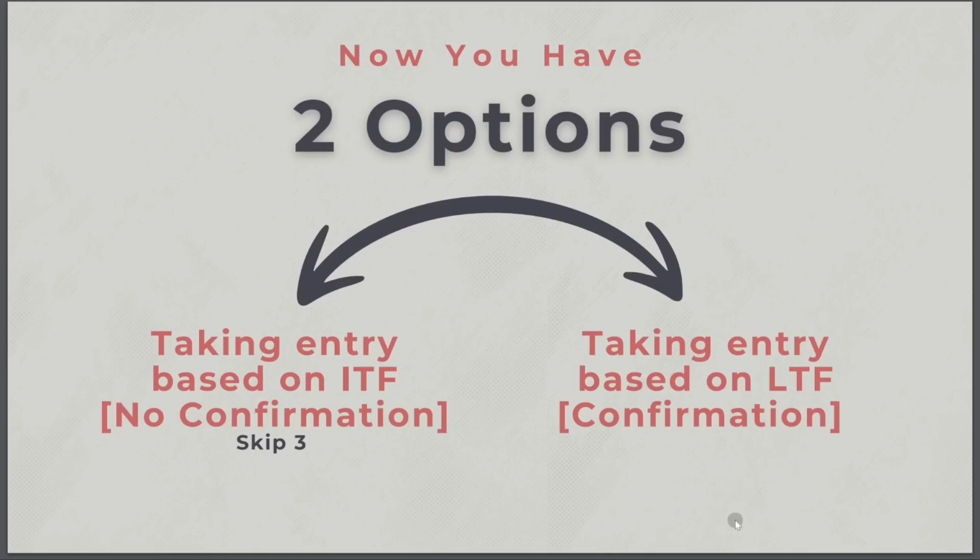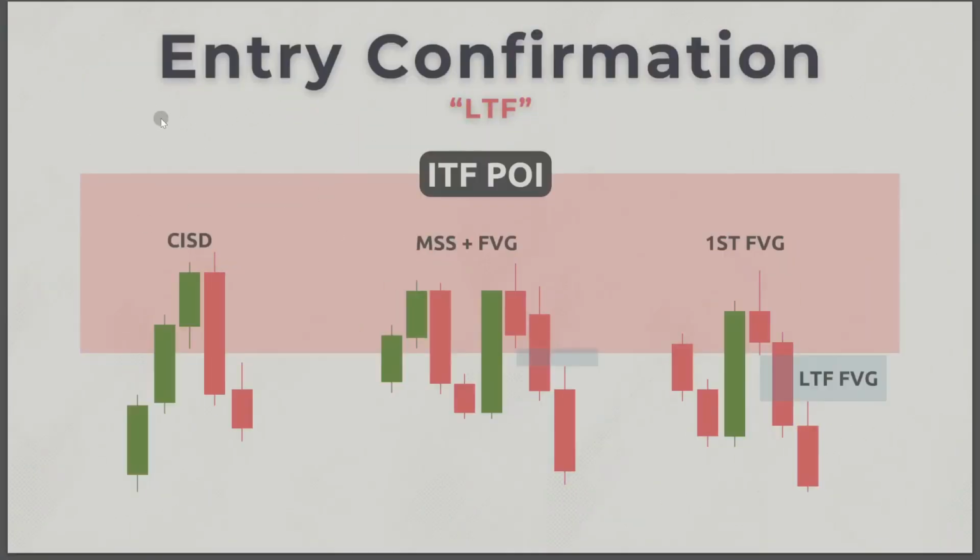But then there is the entry on the lower time frame with a confirmation, and if you want to learn this, then you can go to the third step and we're going to go from there. But if you are taking a no confirmation trade only based on the intermediate time frame, then you don't need to watch the third step. So for our third step, it's the entry confirmation, and that's going to be the lower time frame ones.